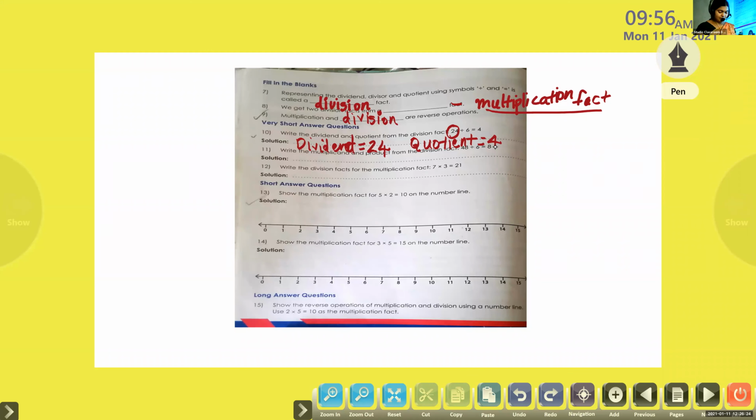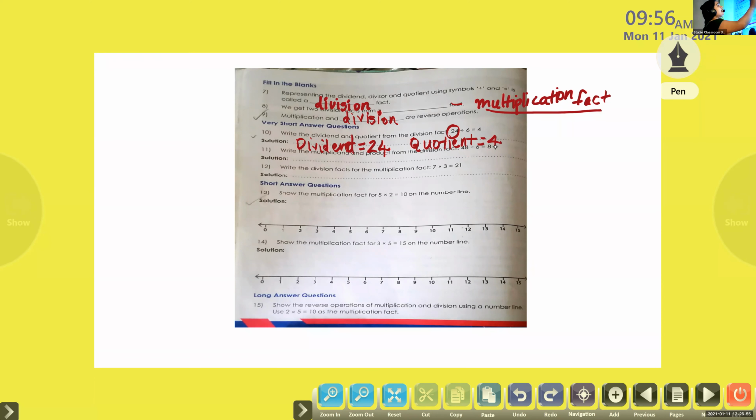Now, question number 11. Others, you can mute your audio. Very good. Please read question number 11. Write the multiplicand and product from the division fact. 48 divided by 6 equal 8.